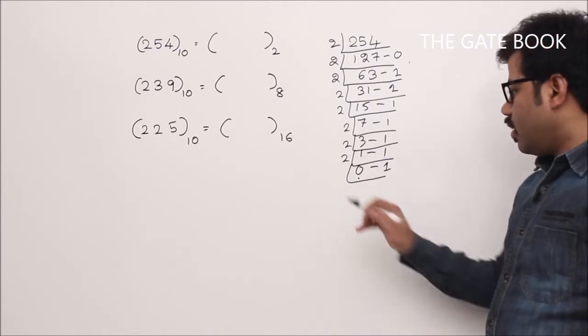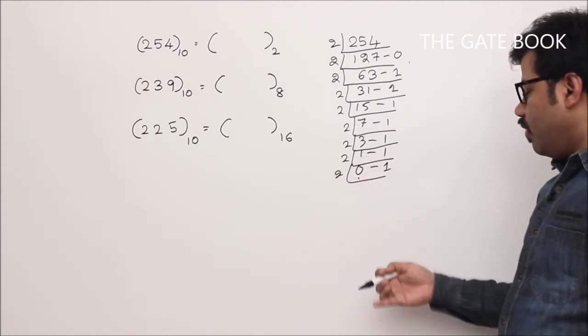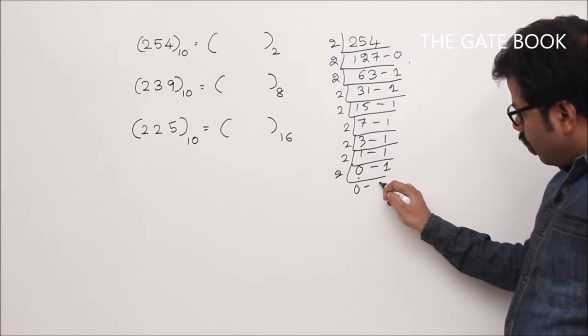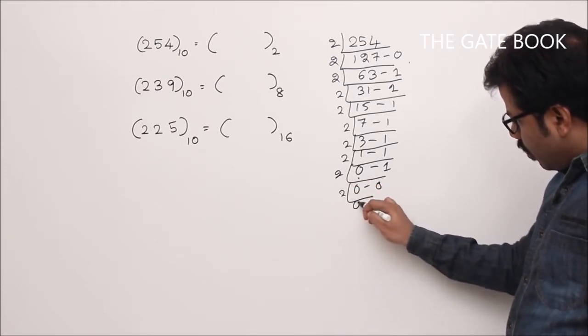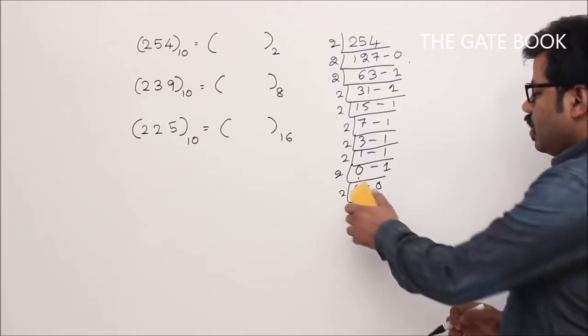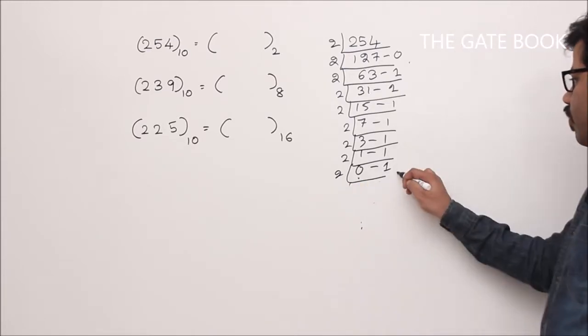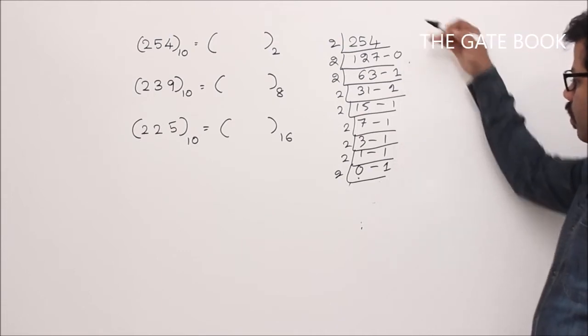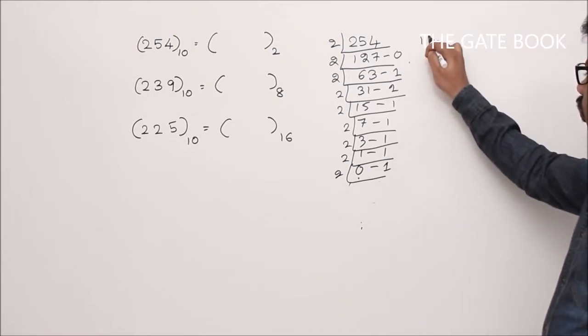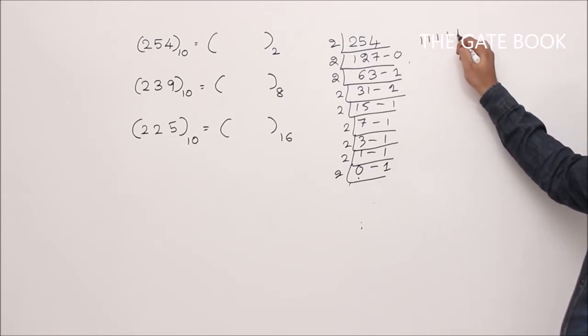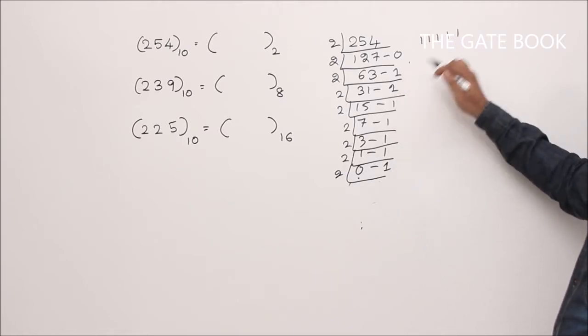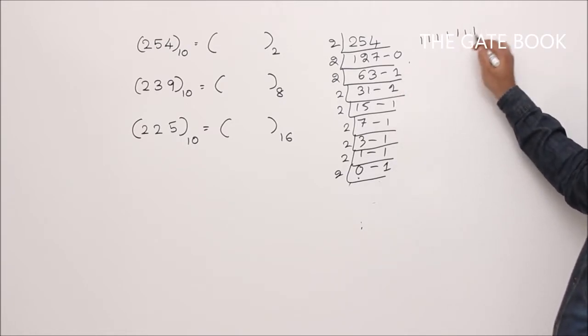After that, nothing. If you continue, there will be an infinite loop: 2 zeros are 0, remainder 0, 2 zeros are 0, remainder 0. So this is unnecessary. After that, we have to write the numbers from bottom to top. So it would be seven 1s followed by 0.